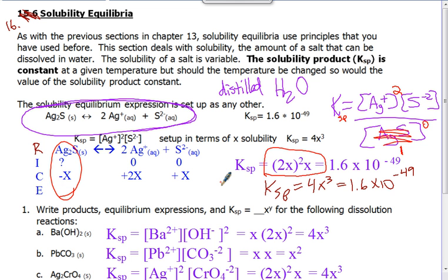What is 2x squared times x? 4x cubed. Cool? And what else did they tell us up here in the problem? They gave us the Ksp. That's the equilibrium constant. That constant looks to be pretty small, doesn't it? It's times 10 to the minus 49.